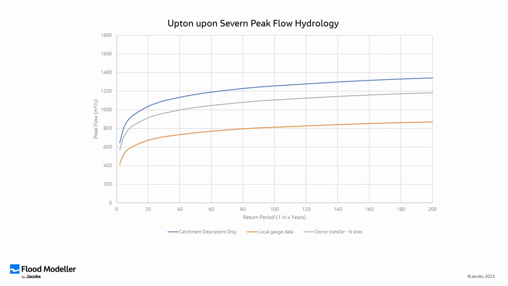And again, this just shows the variability in our peak flow estimates and how susceptible they are to including local data, and why it's important to include local data. Otherwise, we risk under or overestimating flows.